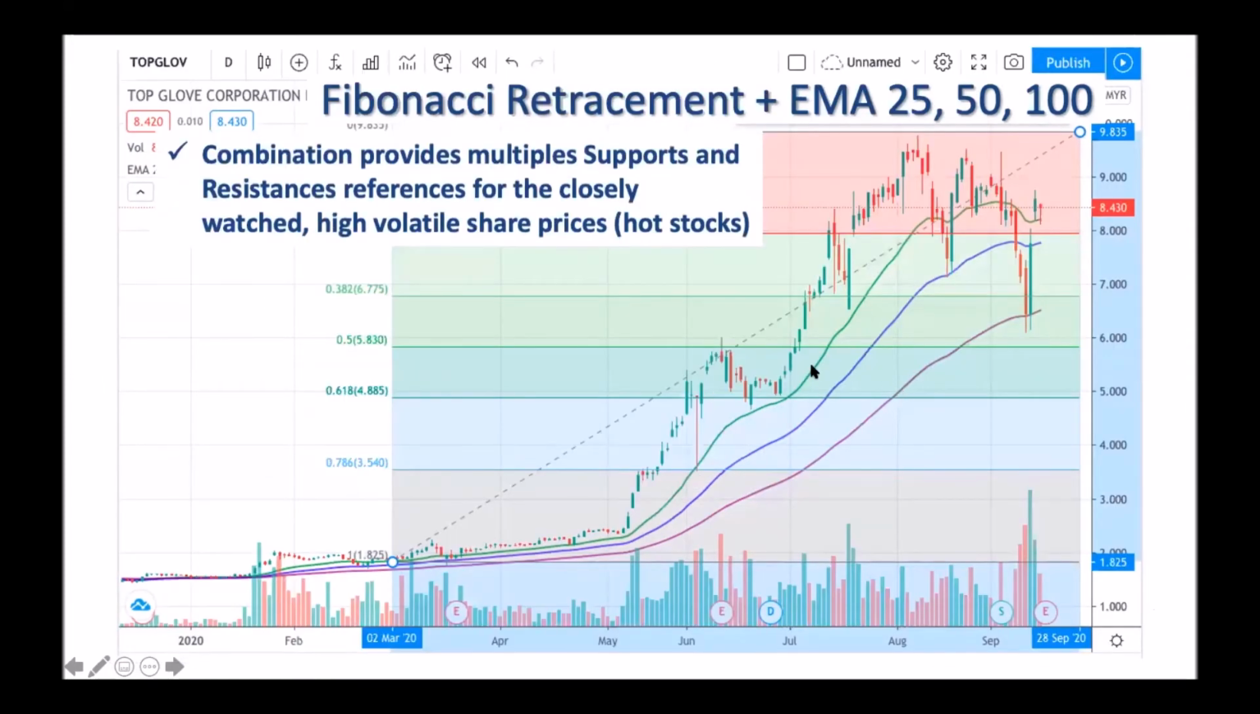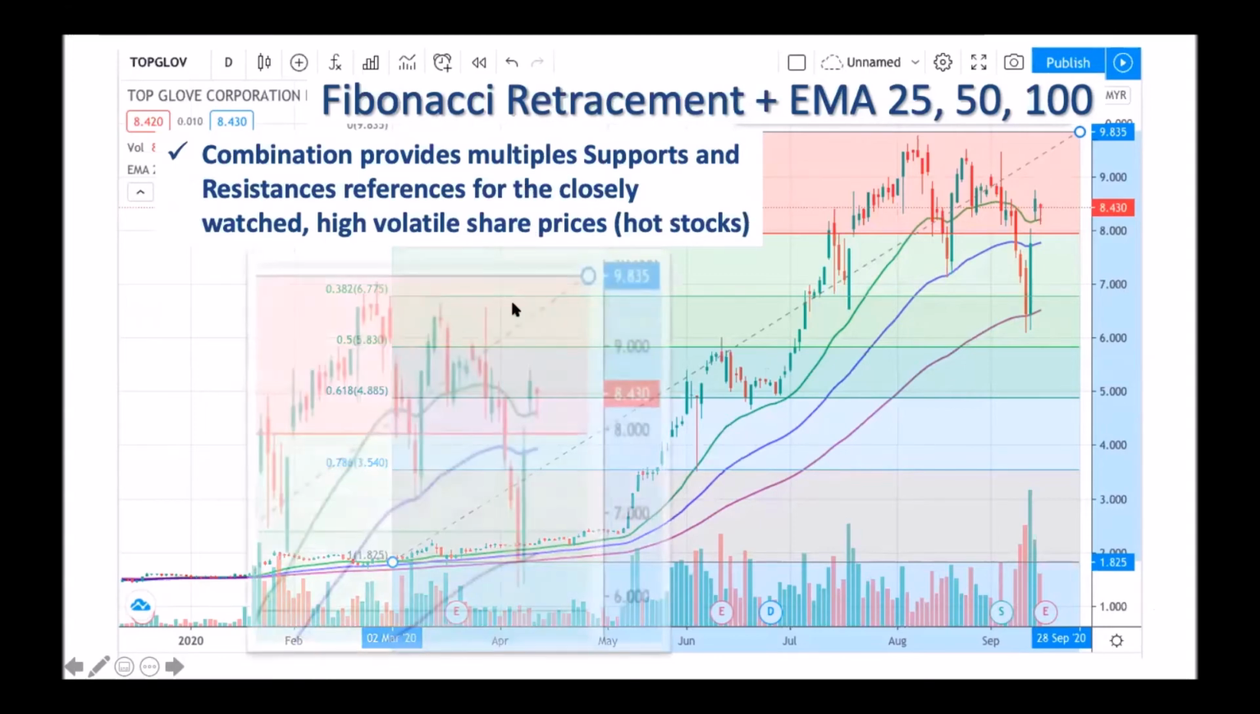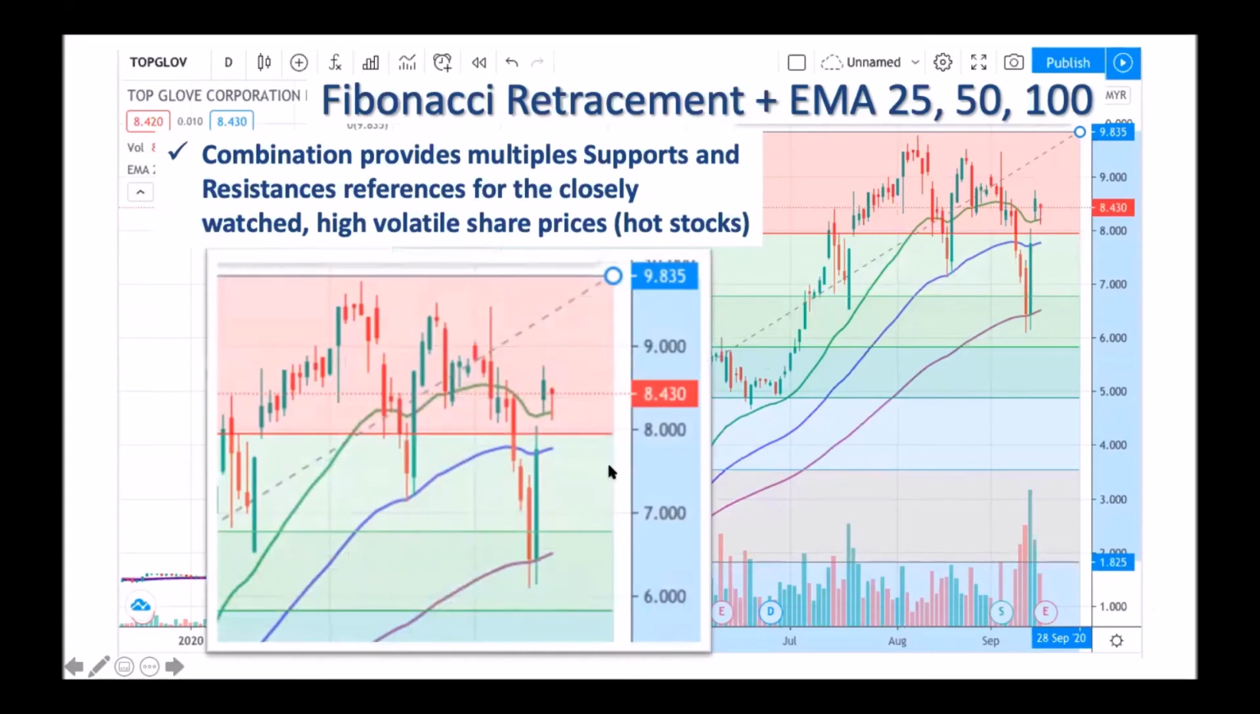So this chart shows the combination of Fibonacci retracement and EMA. You can see the color bars of Fibonacci retracement together with the EMA, these three lines. It provides you multiple support and resistance references. This is good for those who closely watch high volatile stocks, hot stocks like glove. I enlarge it to show you. Instead of one support, now you can see another support here.